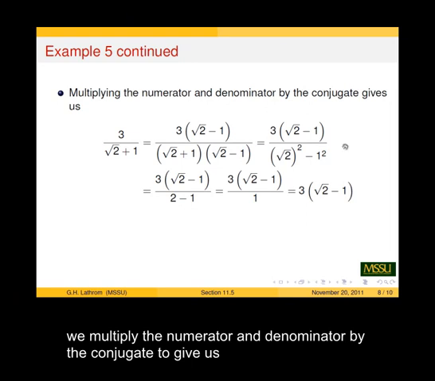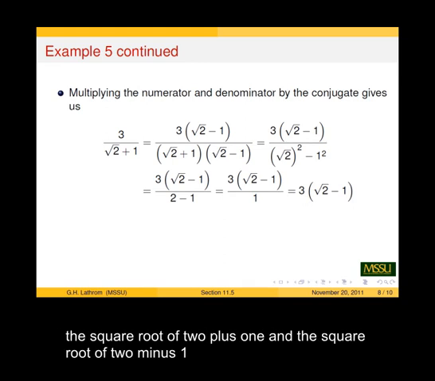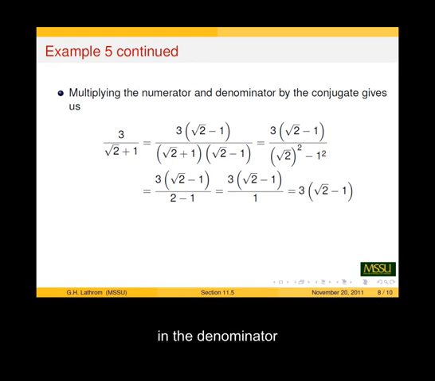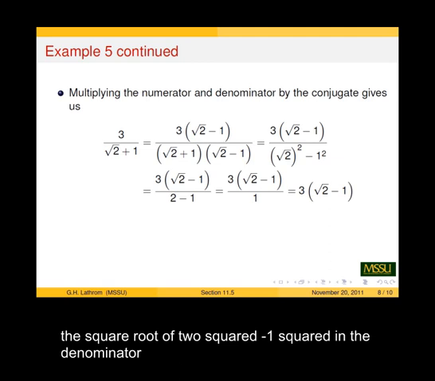Multiplying the numerator and denominator by the conjugate gives us 3 times the square root of 2 minus 1 in the numerator divided by the square root of 2 plus 1 times the square root of 2 minus 1 in the denominator. Multiplying the denominators out gives us 3 times the square root of 2 minus 1 in the numerator divided by the square root of 2 squared minus 1 squared in the denominator.